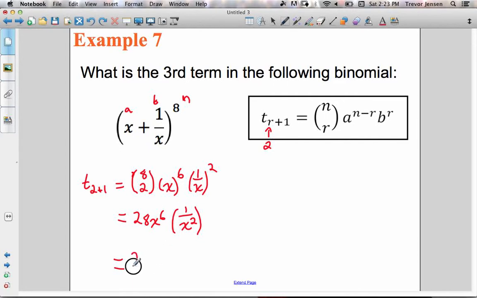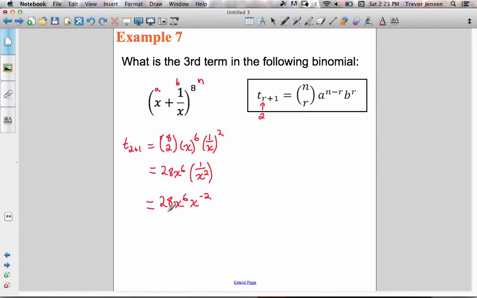Or what you can do, you can bring that x squared to the top of this fraction by changing the sign on the exponent. So it would become x to the negative 2. And now you have two powers being multiplied together that have the same base. X to the 6 times x to the negative 2. When multiplying powers of the same base, you just add the exponents. 6 plus negative 2 is 4. So 28 x to the 4 would be the third term in the expansion of this binomial.